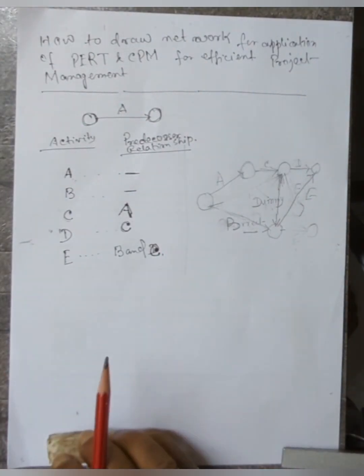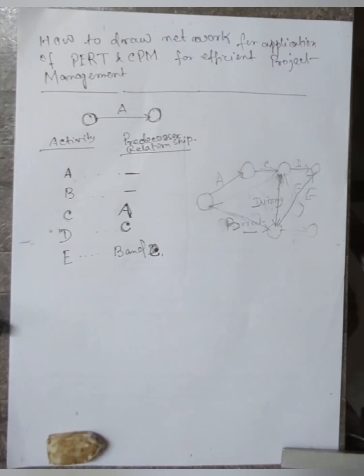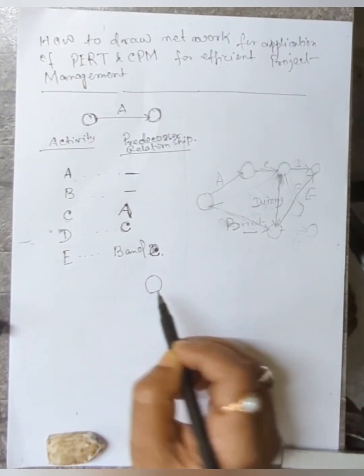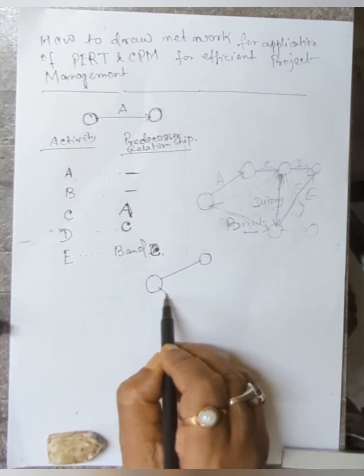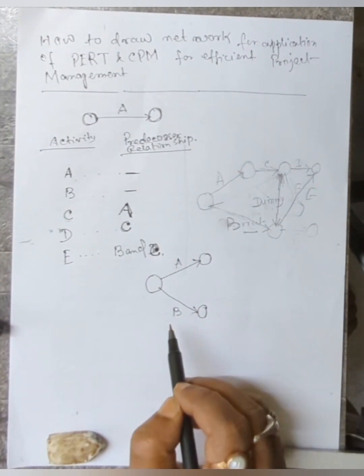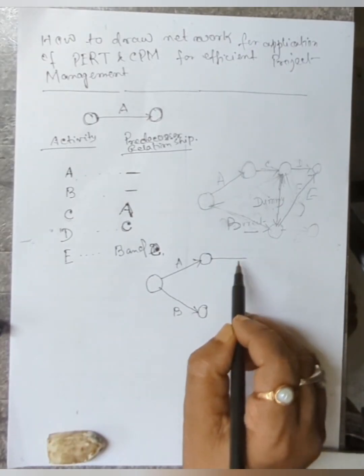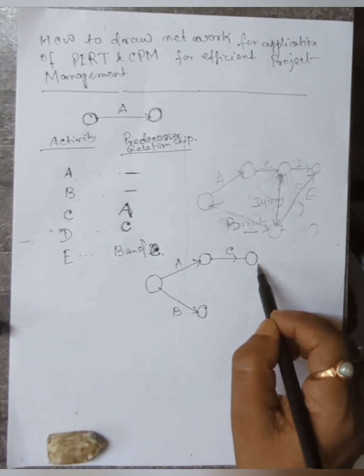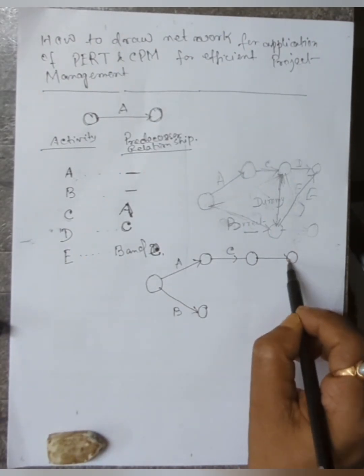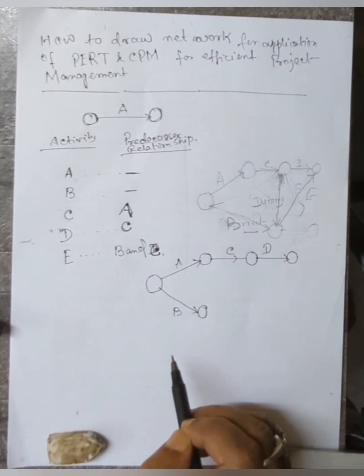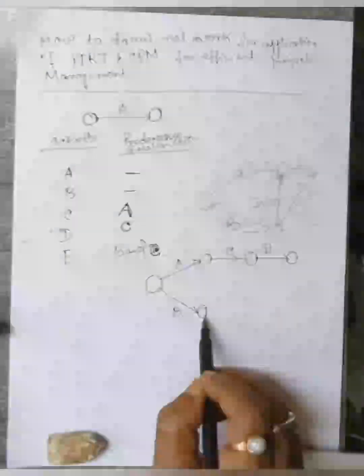Now I am doing the final network. That's why I suggest you draw the rough network first. Then what will be the final network? A and B. This is the A activity and this is B activity. After completion of A, you can start C. This is C activity. After C, you can start D. This is D. But D can start after completion of B and C. This is B and C.